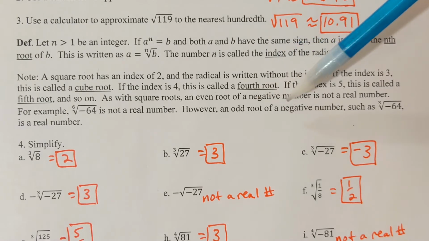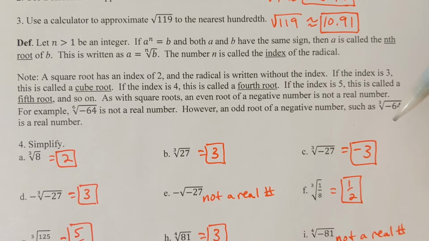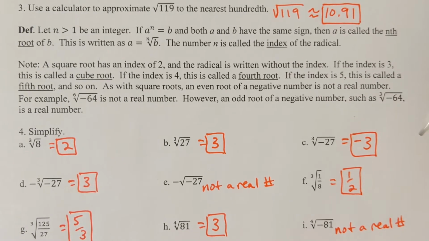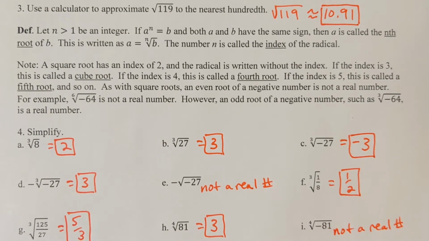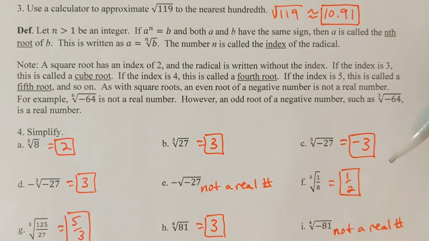However, an odd root of a negative number, such as the cubed root of negative 64, is a real number. Okay, the cubed root of negative 64 would be negative 4, since if you cube negative 4, you would get negative 64. Like if I take negative 4 times negative 4 times negative 4, that gives me negative 64. Okay, so we got to pay attention to the index here if we have a negative underneath the radical and are determining if we have a real number or not.